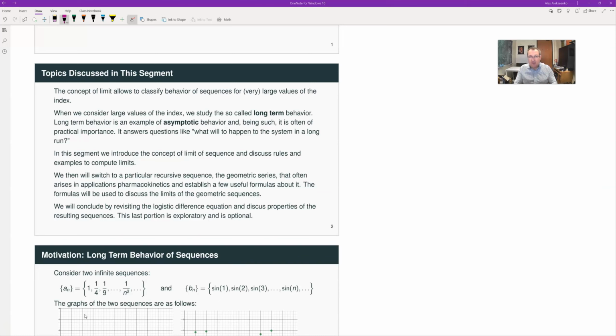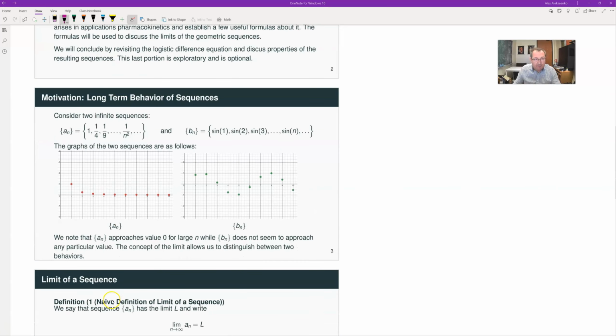But after that, in the second part of this lecture, we will bring it back to the applications of life sciences, and we will consider a special case of the sequence, the geometric sequence, the geometric series, and we will show how to use the concept of limit to work with that particular sequence. At the end of the lecture, we will revisit the logistic difference equation, and we will show how the behavior of the logistic equation can be analyzed in terms of limits, but that's an optional portion of the class.